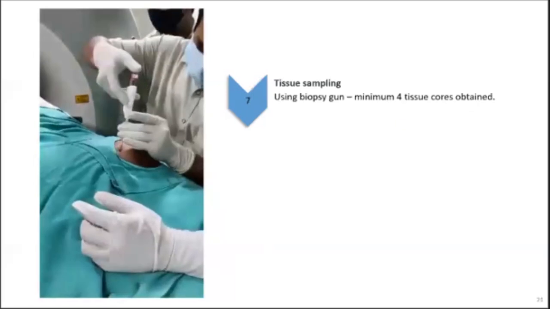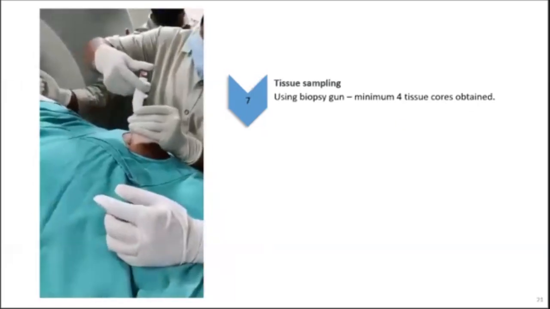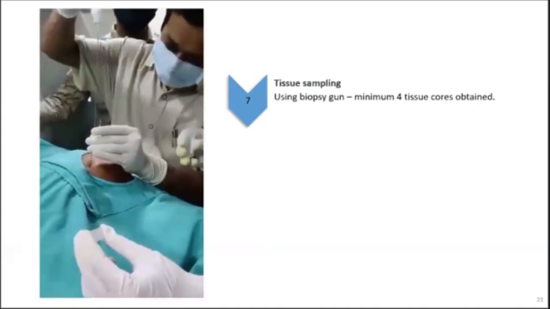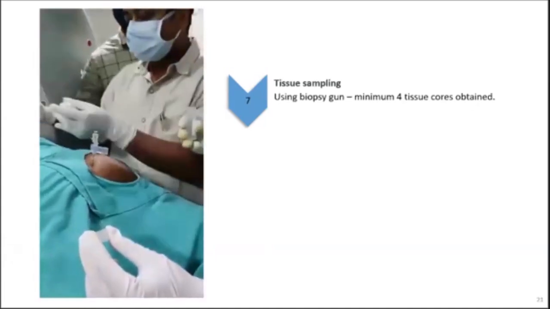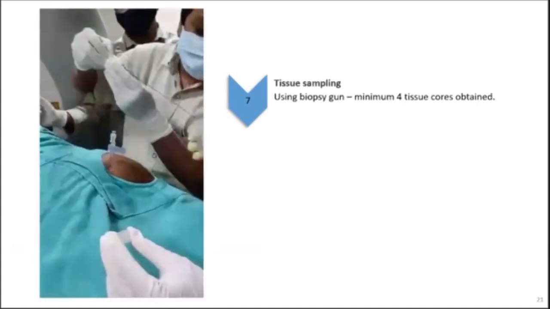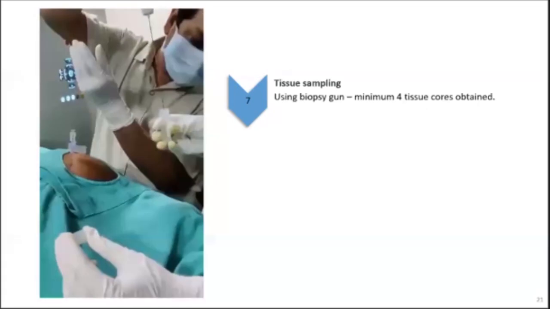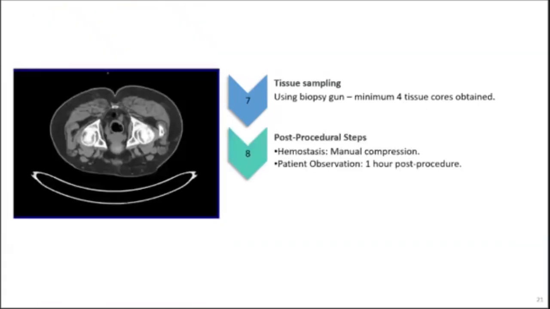The spring-loaded biopsy gun is introduced through the coaxial needle and a minimum of 4 tissue cores are taken. These samples are taken from a single puncture. The tissue samples then are collected in a collecting vial and sent to pathology. After removing the needle, the site of needle entry is compressed manually and the patient observed for an hour before being discharged.